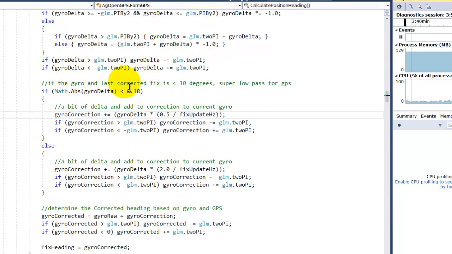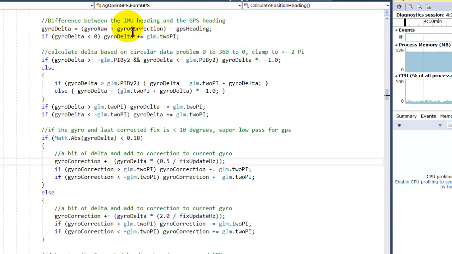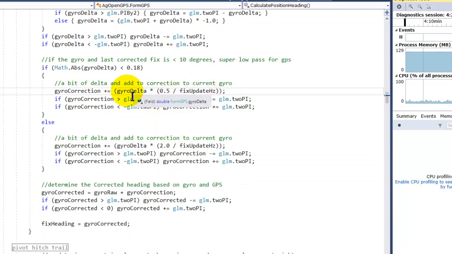And then now if the gyro in the last corrected fix is greater than 10 degrees, meaning that either we're just starting out, less than 10 degrees, then we want this filter to react quite slowly. So what we do is we take a chunk of the gyro delta and then add it to our correction so that the correction slowly becomes what the heading is from the GPS. And of course, the smaller the delta is, the slower that filter accumulates. So it's 10 degrees and then it's 5 degrees and then it's 2.5 degrees and then 1.25 degrees and, you know, 0.75, 0.375. It gets closer and closer to the correction, but it gets there slower as the two are closer together.